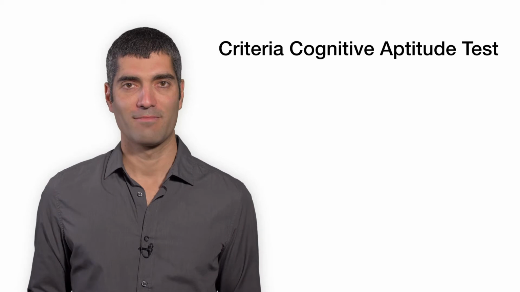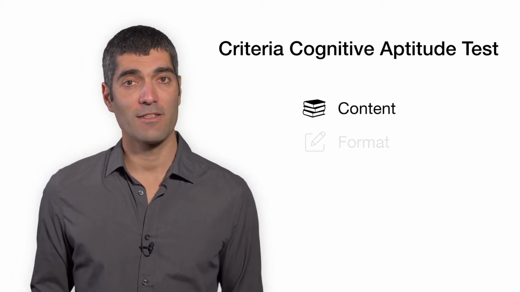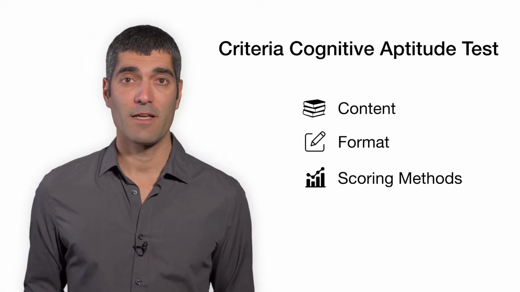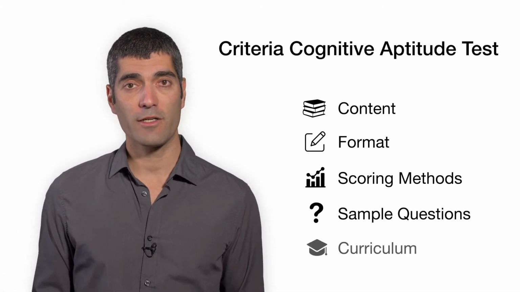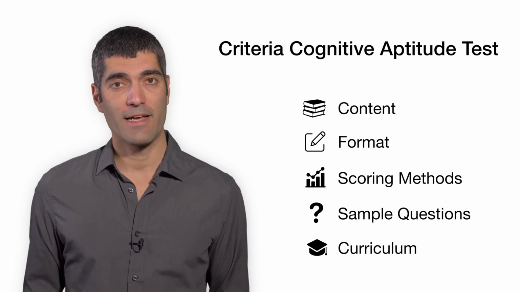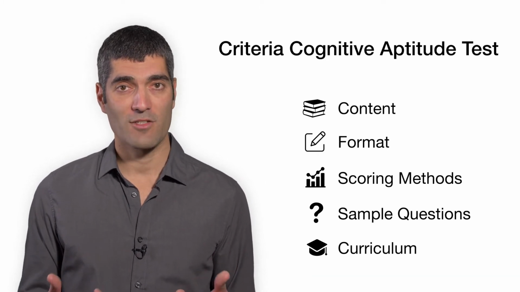In this lesson, we will go over important facts that you should be aware of as you start preparing for the Criteria Cognitive Aptitude Test. This includes the test's content and format, its scoring methods, some sample questions, and we will also go over the curriculum of this course to better understand how I can help you maximize your score potential on this test. Let's start.